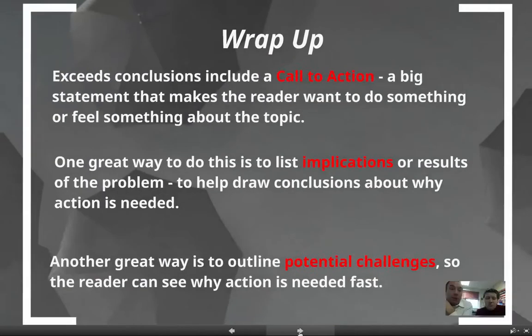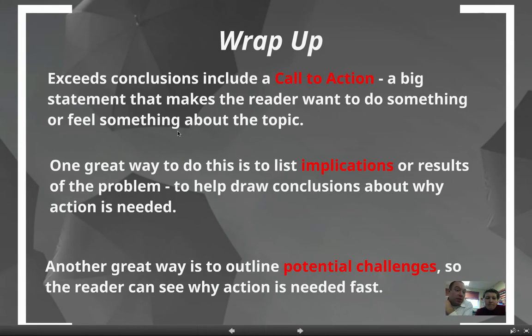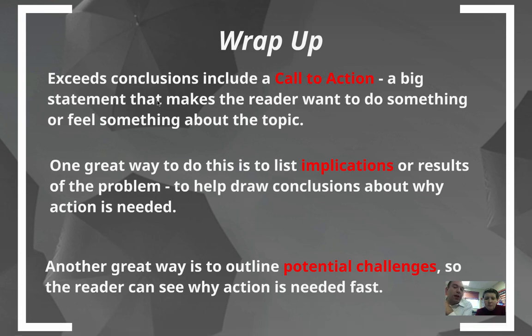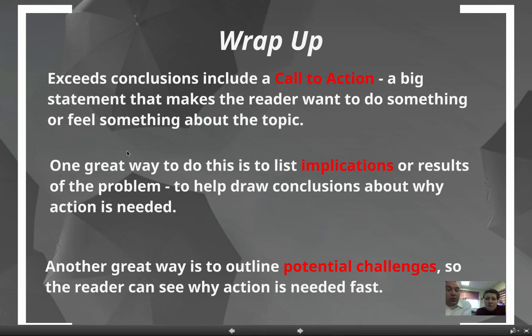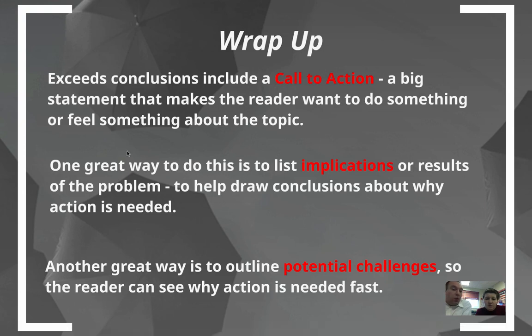So to recap, to exceed mastery in your conclusion, you need to include a call to action, which is a big statement that makes the reader want to do something or feel something about the topic. They don't actually have to do it, but they have to start thinking that way. Right. One great way to do this is to list implications or results of the problem to help draw conclusions about why the action is needed. And another great way to do this is through your potential challenges, so the reader can see what action is needed fast. Okay?